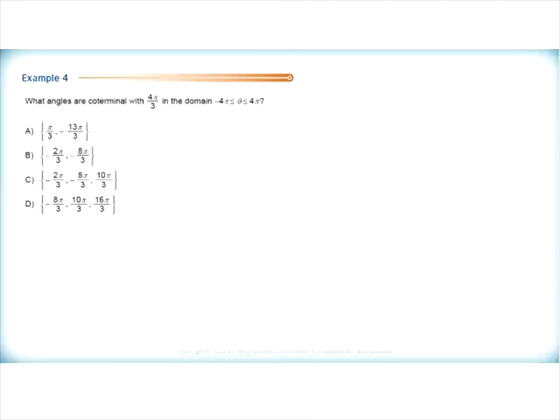Example number 4. What angles are coterminal with 4 pi over 3 within the domain between negative 4 pi and positive 4 pi? Okay, let's do this one. Looking for coterminal angles to 4 pi over 3. Let's figure out where that's located. If I rotate in a positive direction, it's a positive angle of rotation. This is 3 pi over 3. I need to go to 4 pi over 3, so I need to go another pi over 3 beyond that. So there's my terminal arm right there at 4 pi over 3.